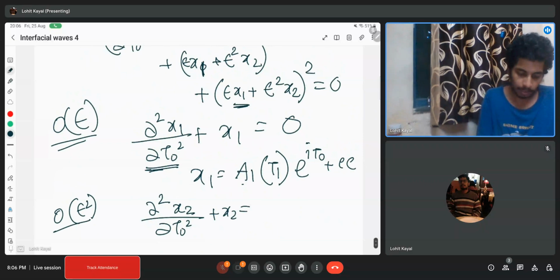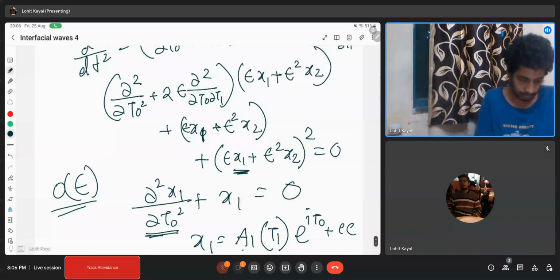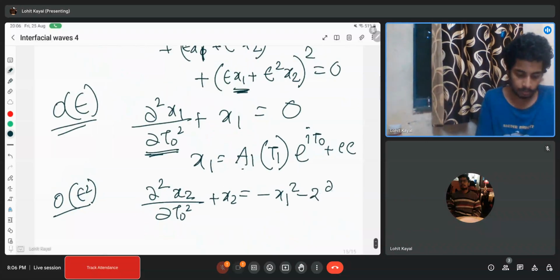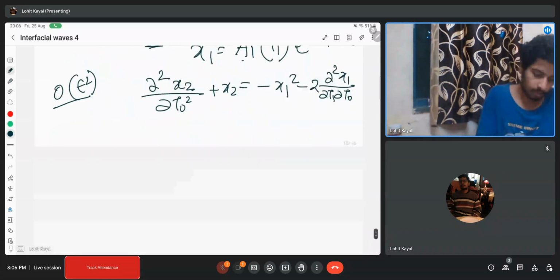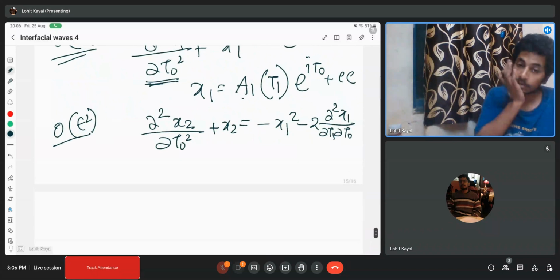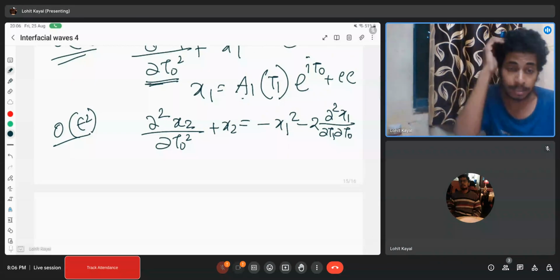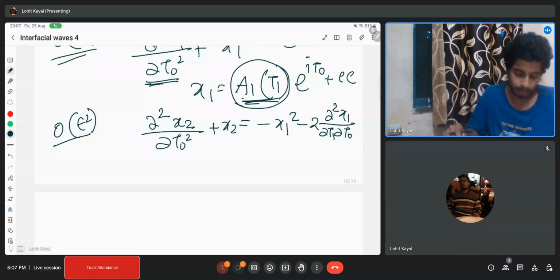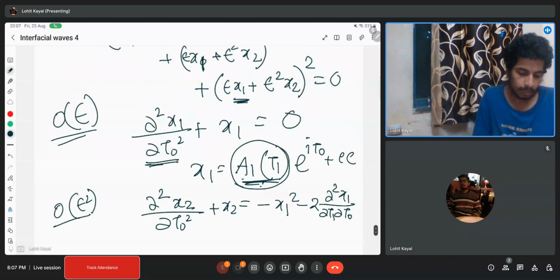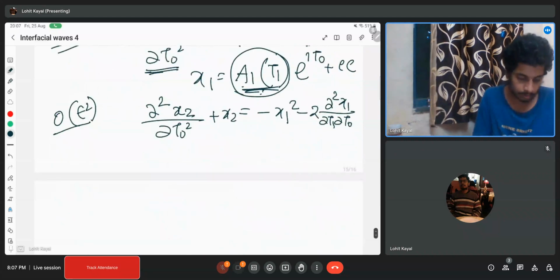One term will come from here, obviously. It will be minus x1 square, and another term will come from this: minus 2 del square x1 del t1 del t0. This will be your another term. So now let's just do the calculation on the right hand side. You are told to find what is the correct function of a1. Okay, so you are provided four options. So what is the correct choice of this thing? And so let's just do that.